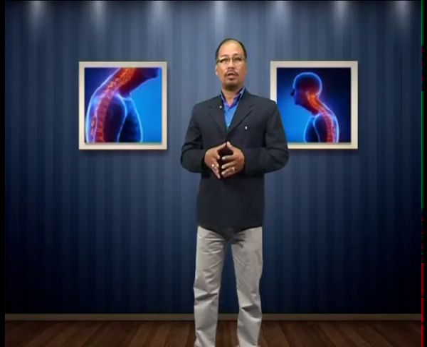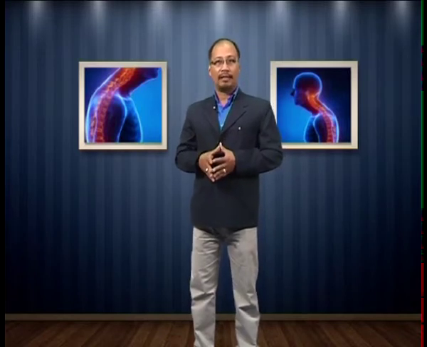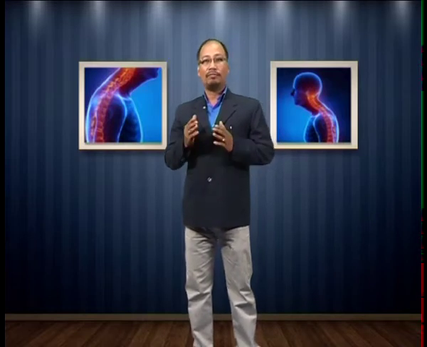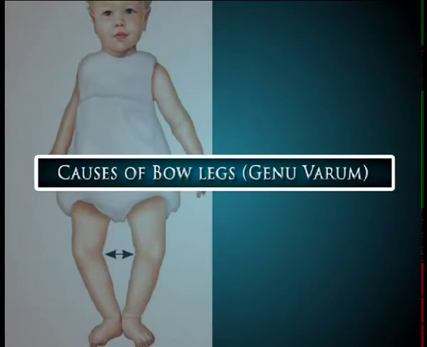GENU VARUM, also called bow-leggedness, bandiness, bandy leg and tibia vera, is a physical deformity marked by outward bowing of the lower leg in relation to the thigh, giving the appearance of an arched bow, usually middle angulation of both femur and tibia. So here comes the causes of bow legs, that is GENU VARUM.